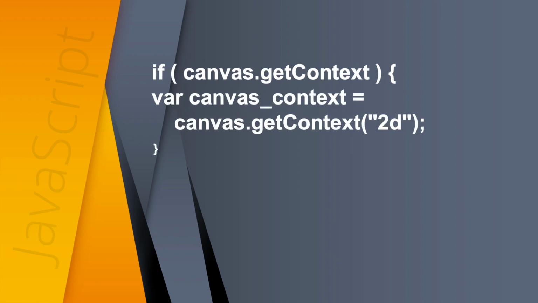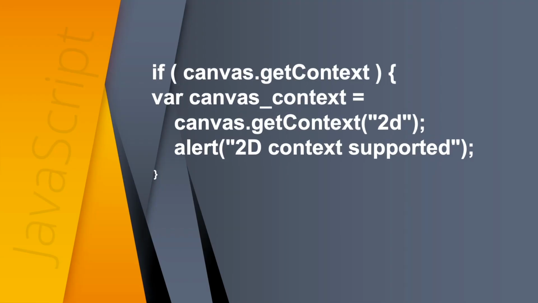If getContext is supported, we can get a reference to the 2D context like this: if canvas.getContext, var canvas context equals canvas.getContext 2D. After the equal sign, we have our canvas variable from the first line. After a dot comes the getContext method. In between the round brackets of getContext, we have 2D between quote marks. We would change this to 3D if there was support for it, and we fancied doing a bit of 3D drawing.